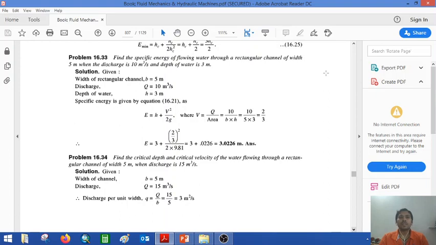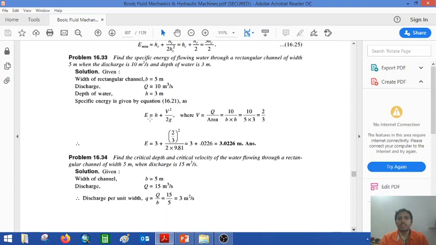So you can see the first example: find the specific energy of water flowing through a rectangular channel, where the width is 5 meter, the discharge is 10 meter cube per second, and the depth of the water is 3 meter. First we list all the given values: B is equal to 5 meter, Q is equal to 10 meter cube per second, and H is equal to 3 meter.